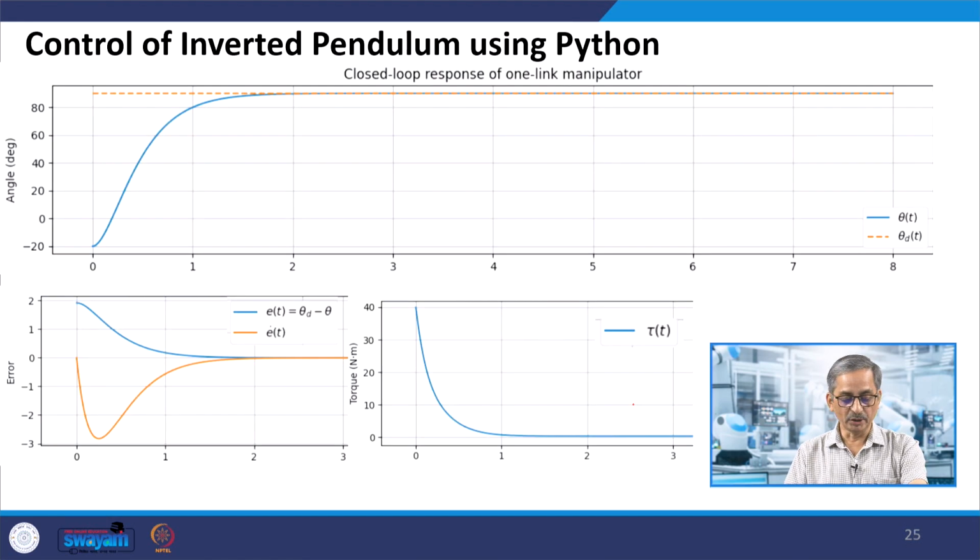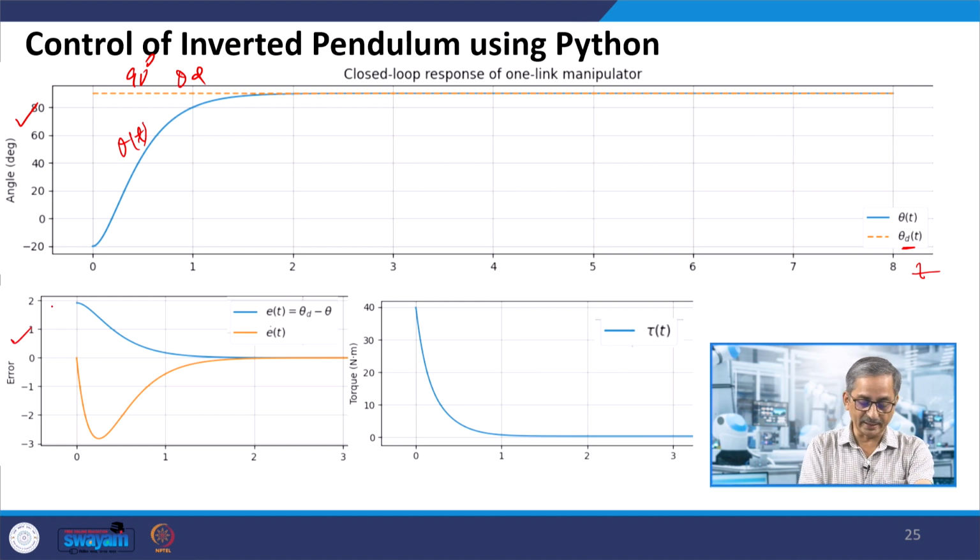Here you see the angle, basically we are trying to take it to 90 degrees, and you see this plot versus time. Theta d is this one, my desired one, and this is the actual one, theta t. It starts from 0 and then goes to 90 degrees, and here are the errors basically.